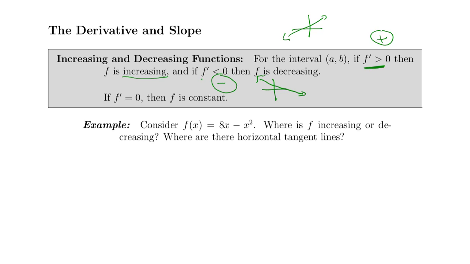Similarly, we'll say if the derivative is negative, that means the slope is negative, and so your function is going down, it's decreasing. All the tangent lines are going to have negative slopes on there.